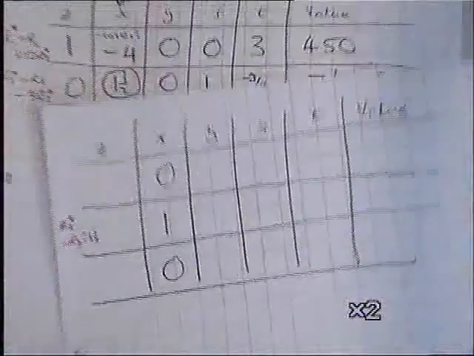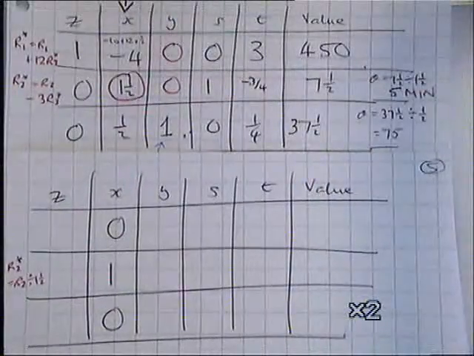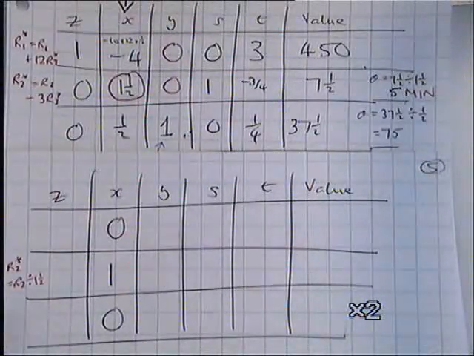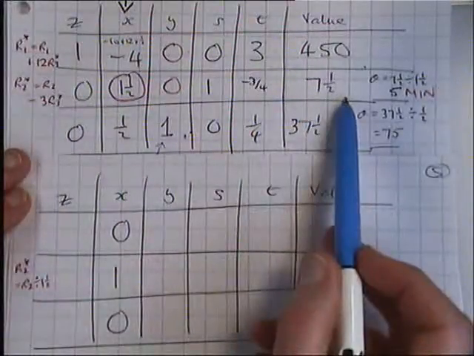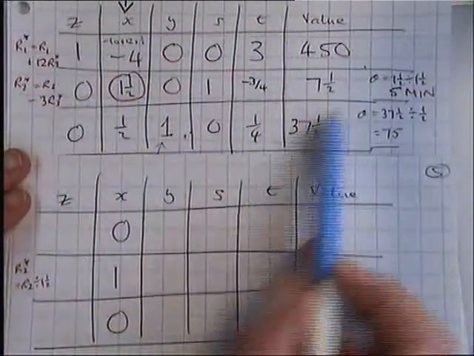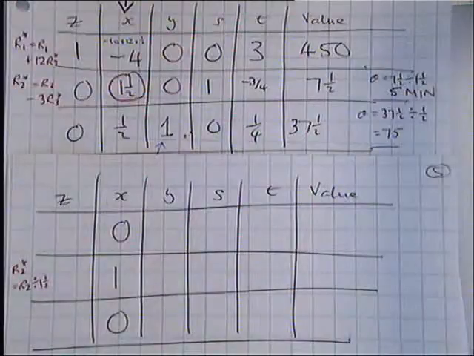When you say old, you mean like the most recent one? Yes, the most recent one. Yeah, the previous one, if you like. The previous one, yes. So I've got to do that for everything in this row. Every entry in this row I need to divide by 1.5.